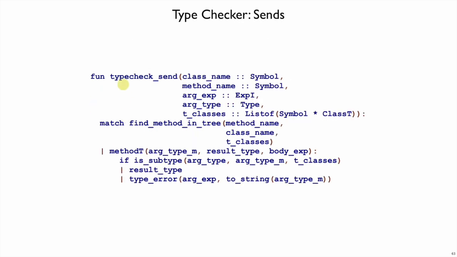To implement typecheck send, you find the method in the tree, either in the immediate class, the superclass, and so on. And if you find it, you've got a method declaration with a declared argument type and a declared result type. So we can check whether the actual argument type that we got from this arg expression matches. And again, it doesn't have to be equal to the declared argument type, it just has to be a subtype of it. If it is consistent with the method's expected argument type, then we know the result type that the method declares. So we return that as the result of the method call. Otherwise, we complain about the argument mismatch.